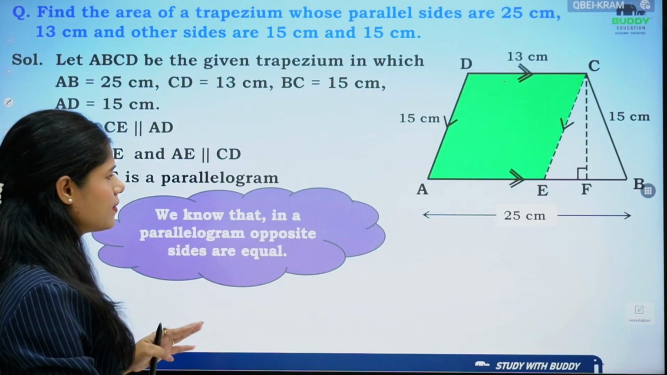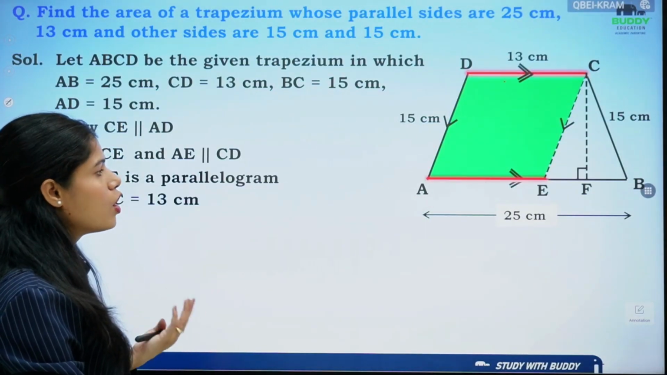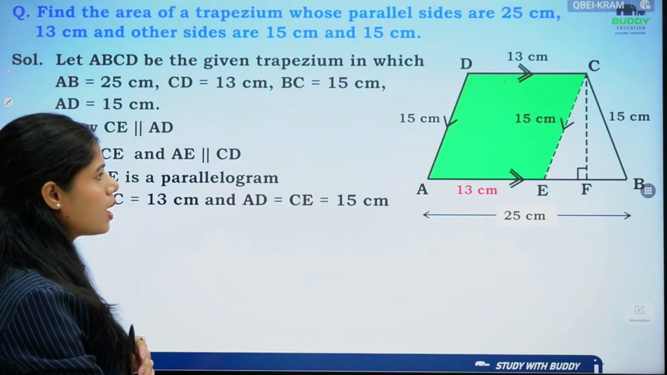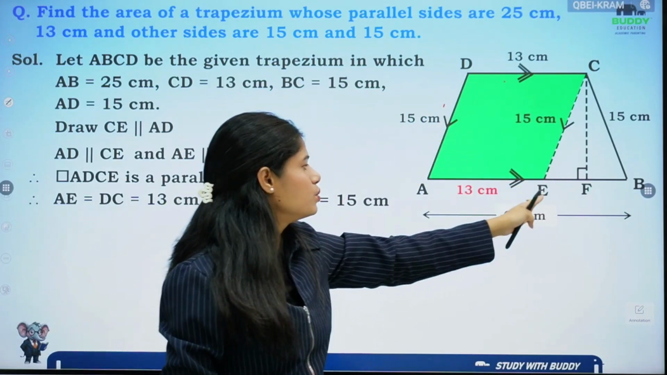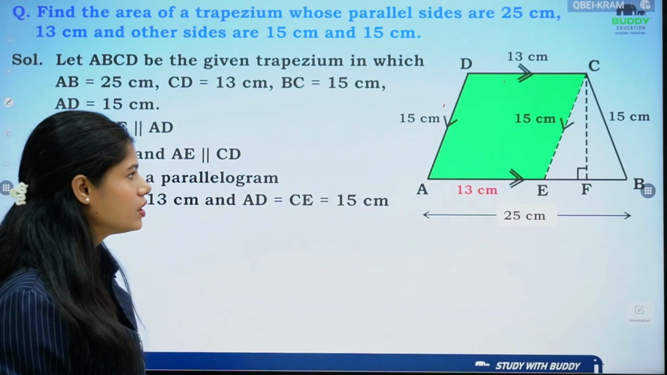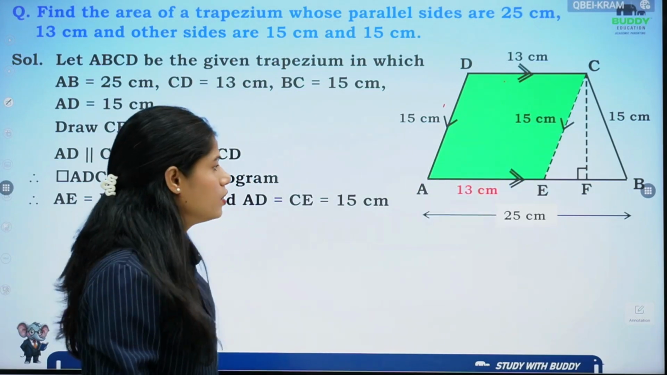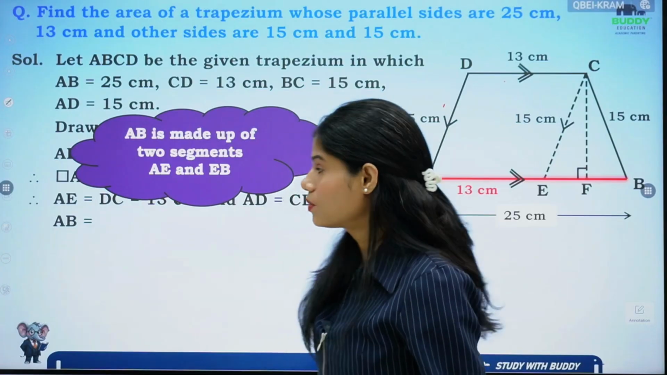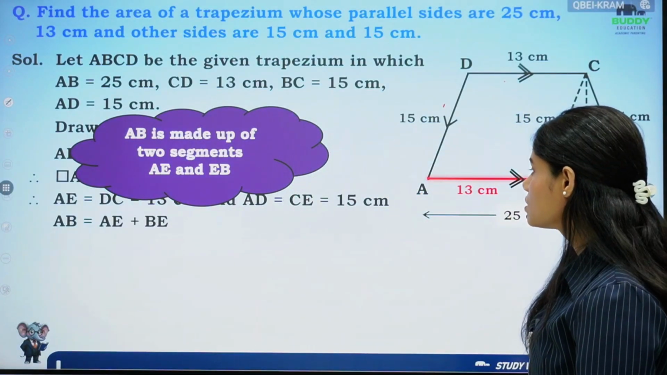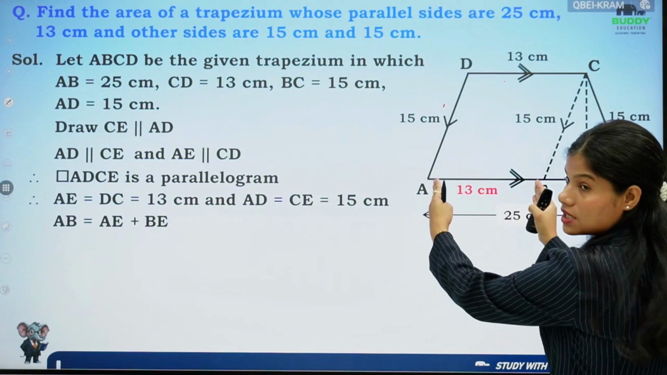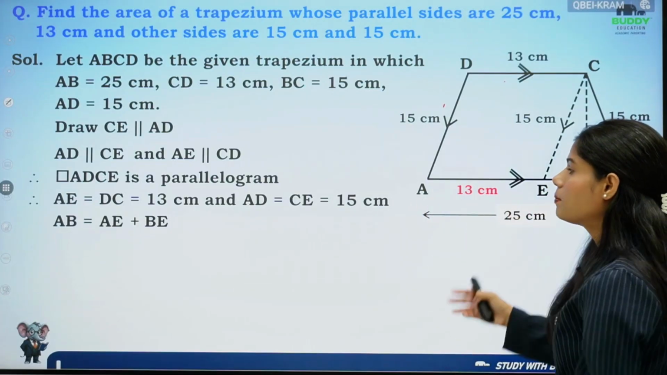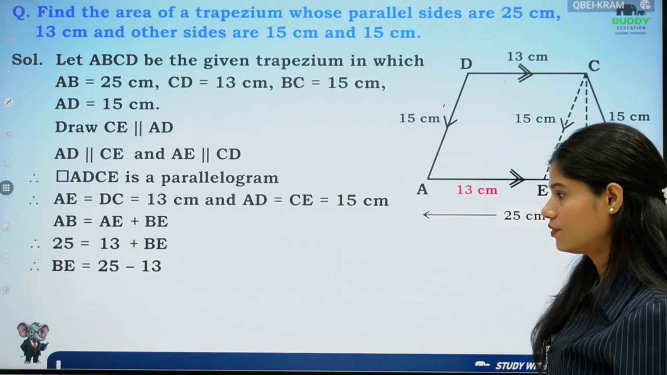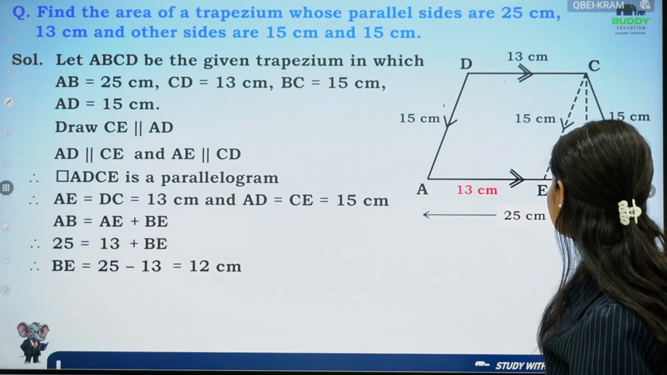So we are going to write that this is a parallelogram, opposite sides are equal, and that's how you'll write the information about AD equal to EC, which is also 15, that we will be using for finding the area of this triangle. And then we will write the information about EB, that's the main information that we need. This is 13 and the total is 25, so 25 minus 13, you are going to get 12. So this is the value of E to B.